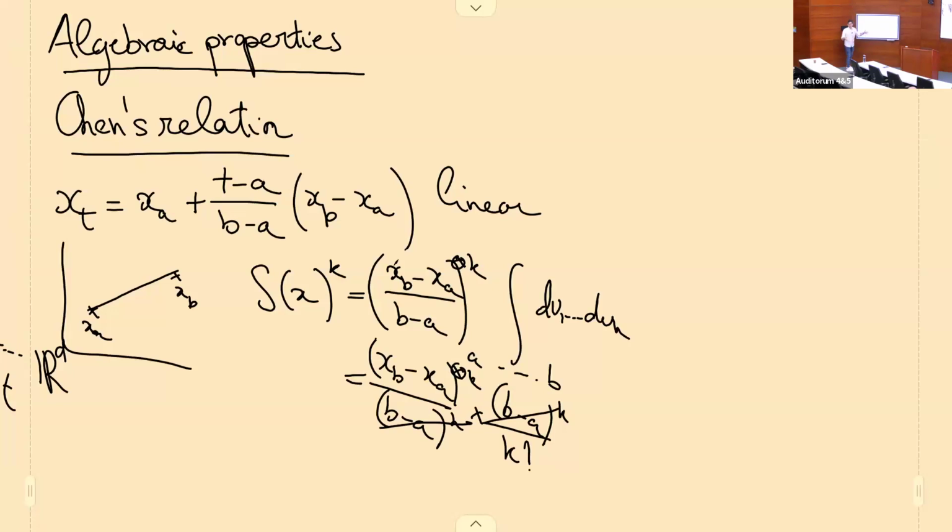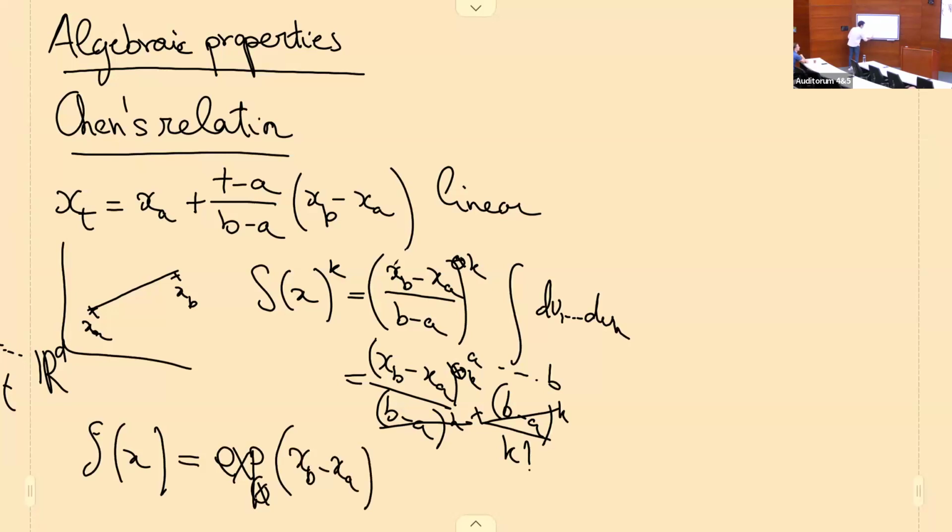If I put together all the levels, then I simply get that the signature of x is equal to the exponential. And this is the tensor exponential. So essentially just the classical exponential, but with the powers replaced by the tensor powers. Exponential of what? Exponential of the increment, xb minus xa. So in other words, signatures of straight lines are very easy to compute. They're just exponentials of increments.